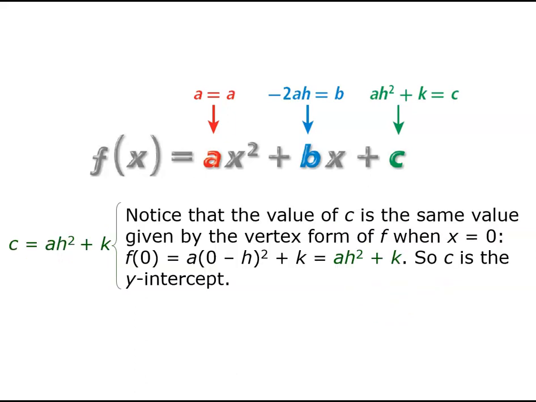And then c, notice that the value c is the same value given by the vertex form of f when x equals 0. So f of 0 equals a h squared plus k. Okay, so c is the y-intercept. So you can find it in the slope-intercept form, right? y equals mx plus b, where the b there is the y-intercept.